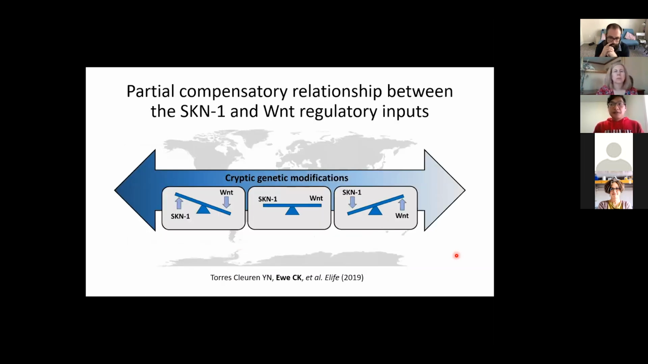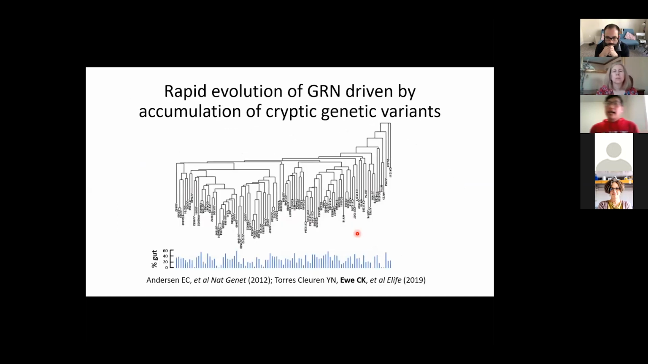I'm skipping over a bunch of data, and you will just have to take my word for it, that we found that SKN-1 and Wnt can partially compensate for each other; strains with strong SKN-1 requirements are less dependent on Wnt and vice versa. So far, I told you that variation in the developmental input is driven by accumulation of natural genetic variants in wild isolates. But that's only part of the story, as I will tell you in the remaining time that we found a heritable epigenetic effect that also influenced gut differentiation.